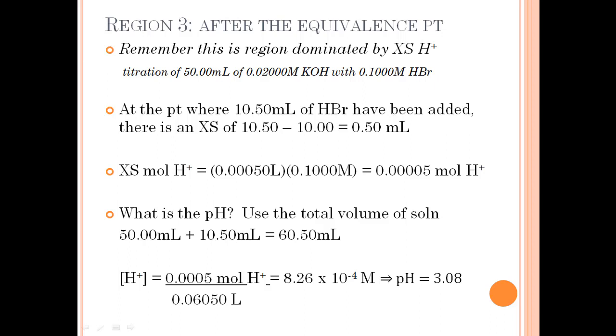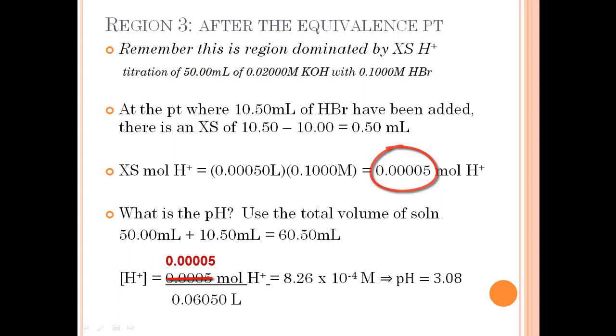Now to find the concentration of H plus, since we're after the equivalence point, the concentration of H plus is dominated by how much extra H plus has been added. So it's what you calculated. So your concentration of H plus would be 0.00005 moles. And excuse me, I only have 3 zeros there, but I made a mistake, so just add one more zero. It would be exactly what we calculated up here.